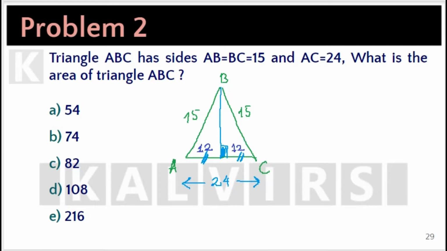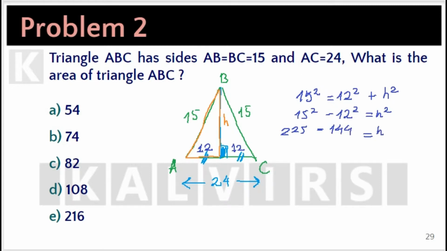Now, here we have a right triangle. Let H be the height of the triangle. We will apply the Pythagorean theorem in order to find the value of the height. 15 squared equals 12 squared plus H squared. H squared equals 15 squared minus 12 squared. This is 225 minus 144 equals H squared. 81 equals H squared. Finally, H equals 9.